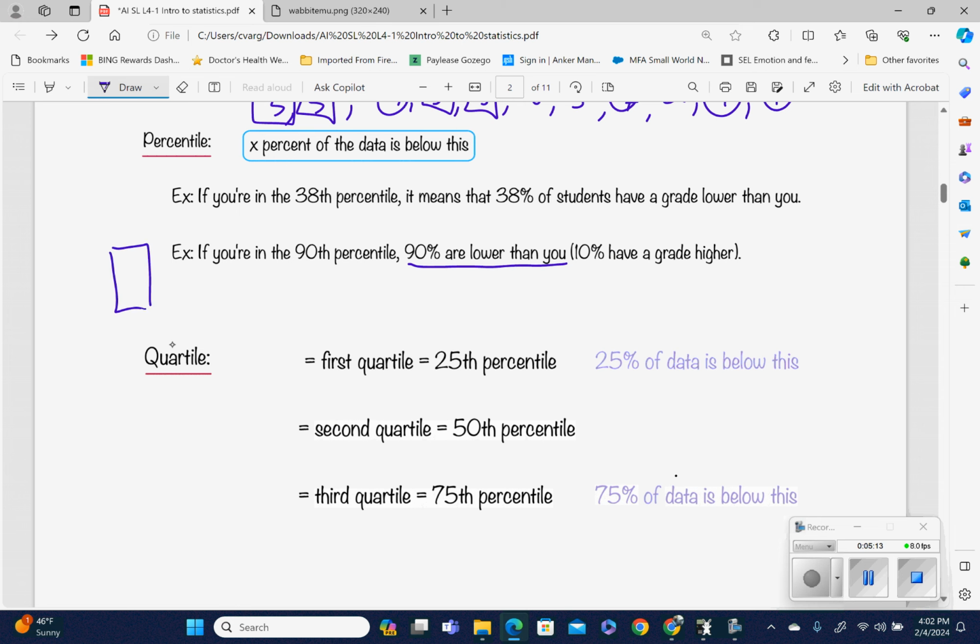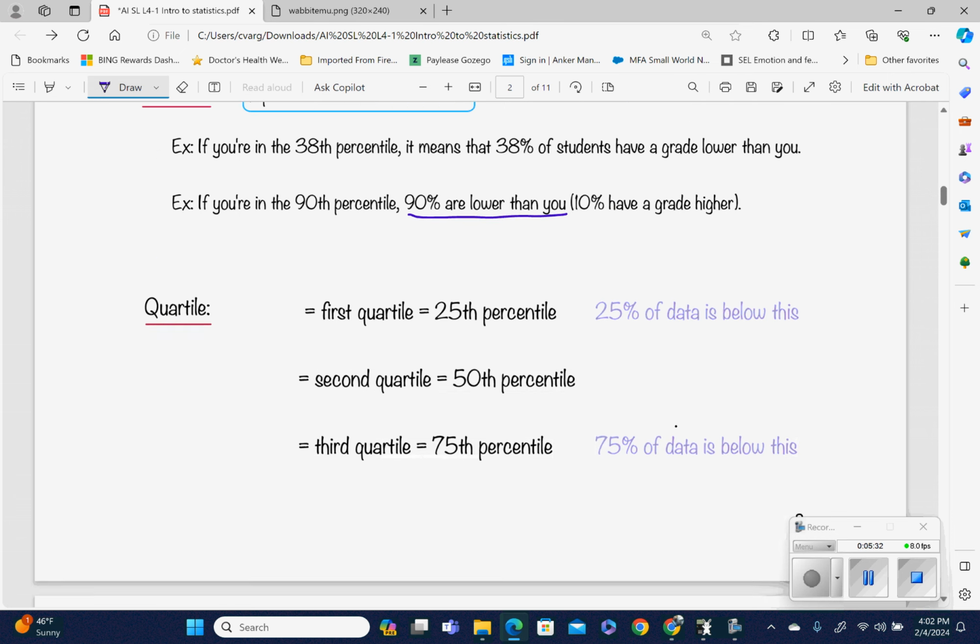So if this is 100, then you are here, 90th, right? That means that all these students here fall below you, okay? If you are in the 38th percentile, that means that 38% of students have a grade that's lower than you, okay? So that's how you read percentiles, just to refresh your memory about percentiles. All right.